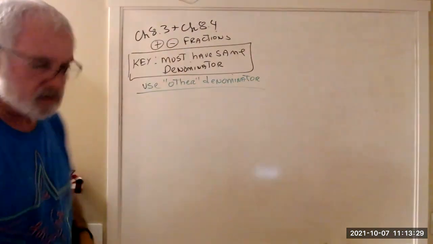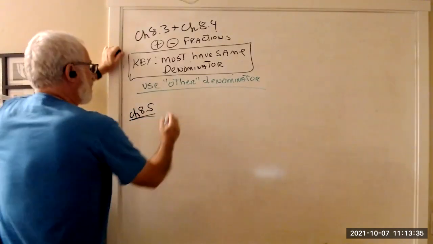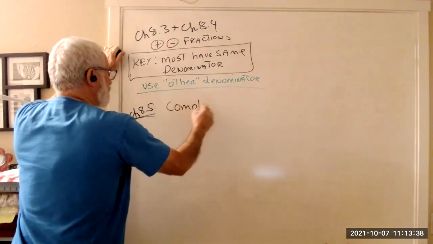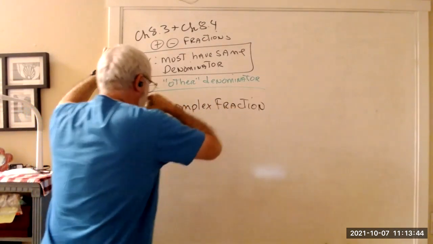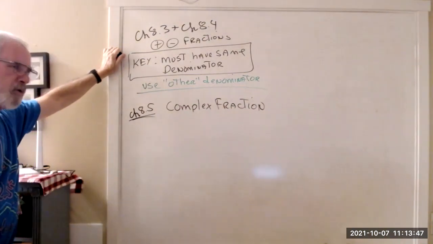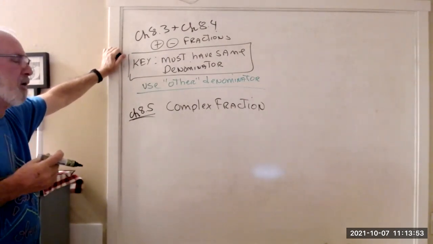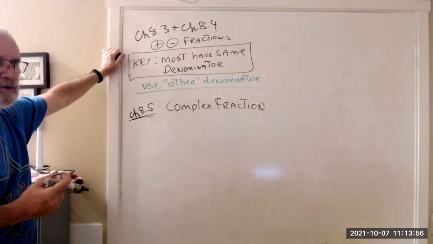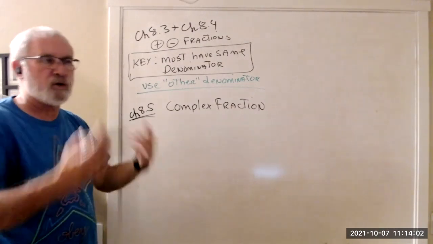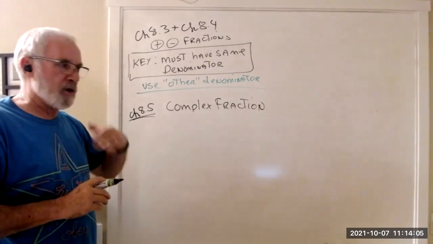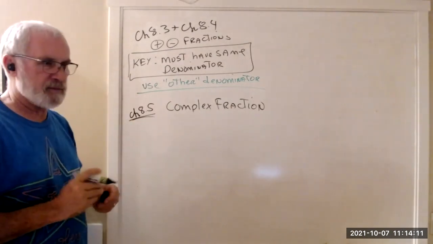8.5. Chapter 8.5 is titled Complex Fractions. And there's a question from last night: when are we going to ever use this? Well, complex fractions are going to be used quite a bit in trigonometry. Trigonometry is all about ratios. A ratio is a fraction. And they're going to be having fractions divided by fractions all over the place in trigonometry in Math 104.